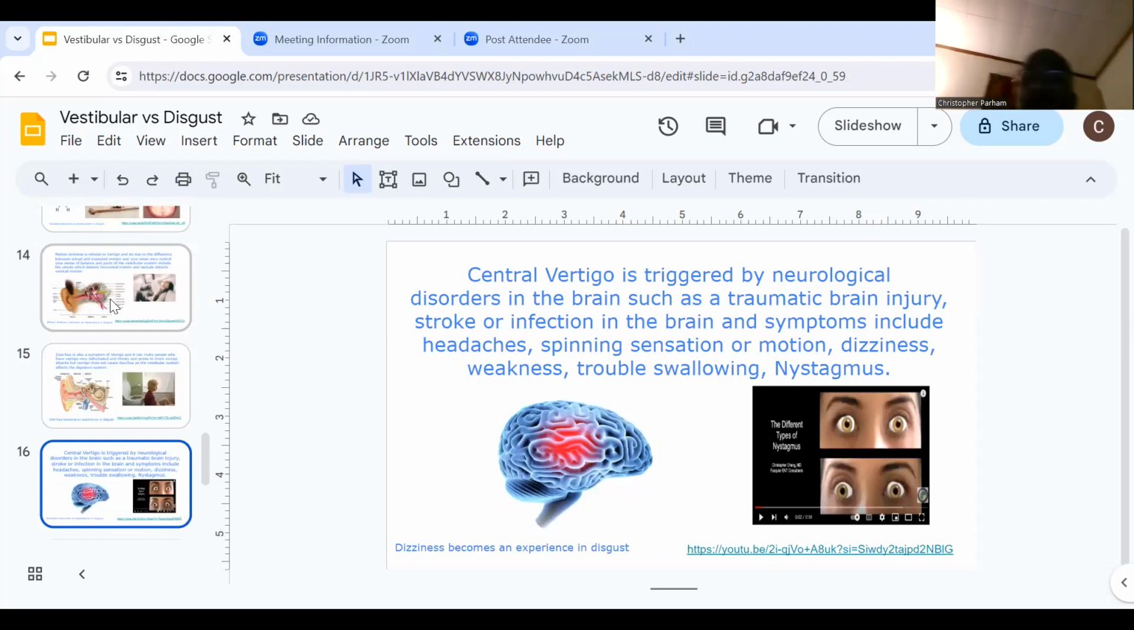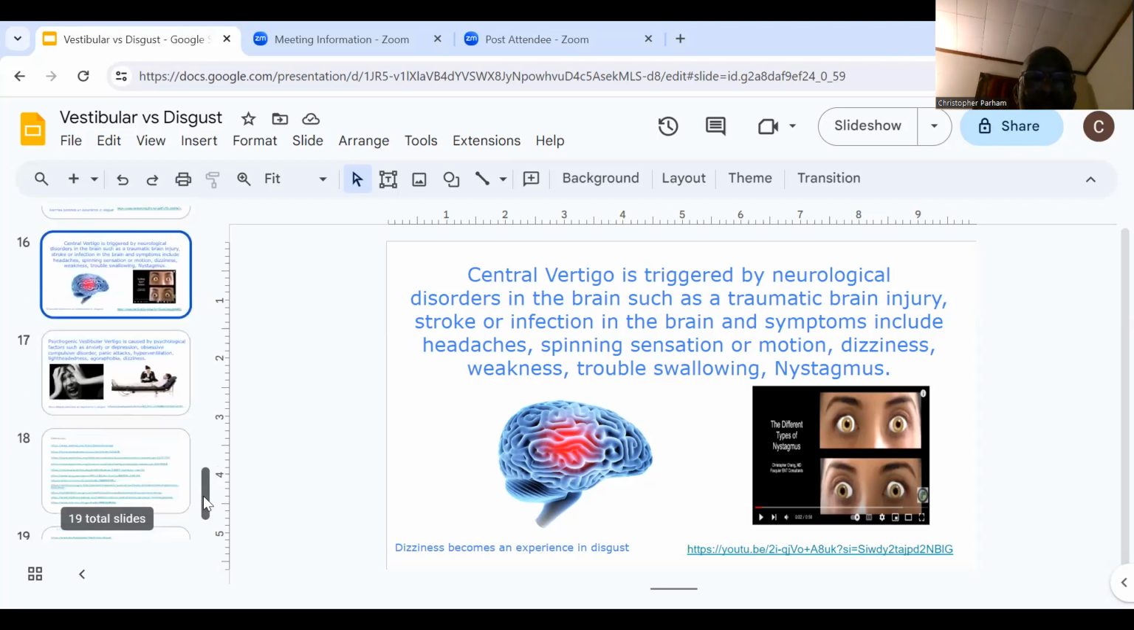The other kind of vertigo is central vertigo, which is triggered by neurological disorders in the brain, such as a traumatic brain injury, stroke, or infection in the brain. Symptoms include headaches, spinning sensations or motion, dizziness, weakness, trouble swallowing, and nystagmus. So dizziness in this case, along with lightheadedness, becomes an experience in disgust because you can fall and hurt yourself if you're dizzy, and so on. That's one of the reasons why I included that as an experience in disgust.